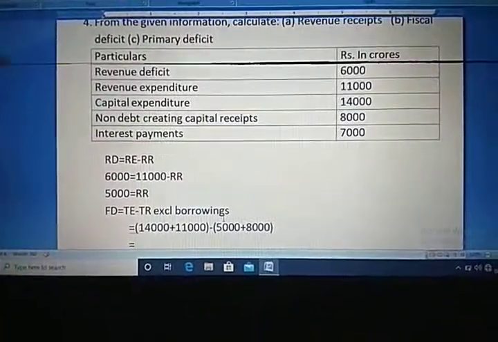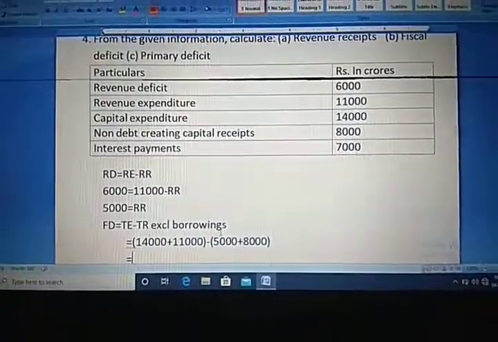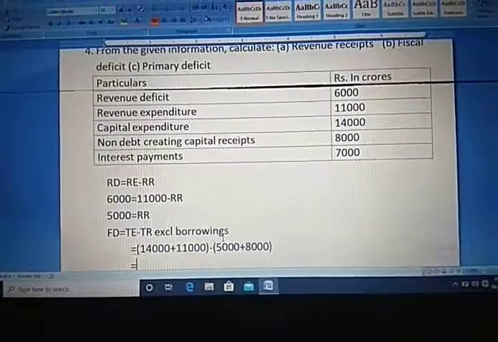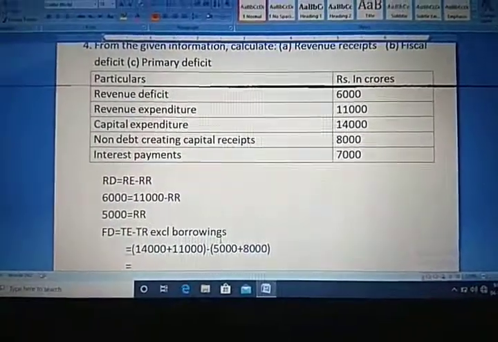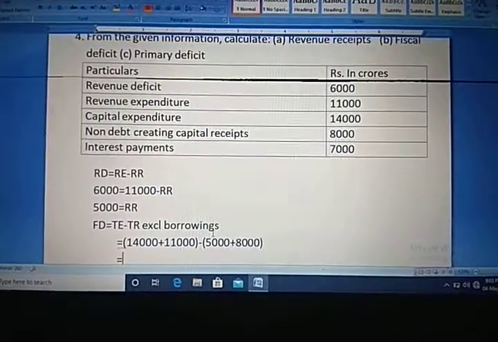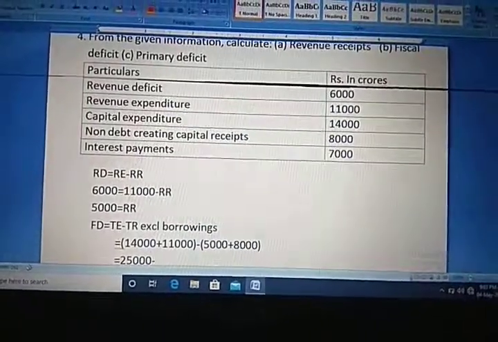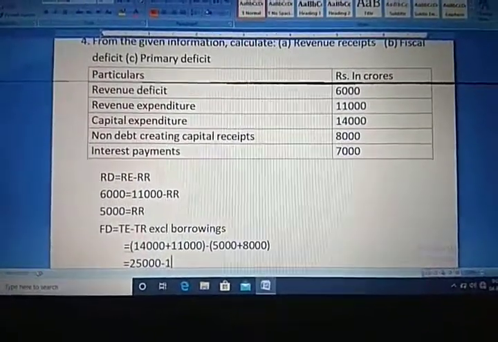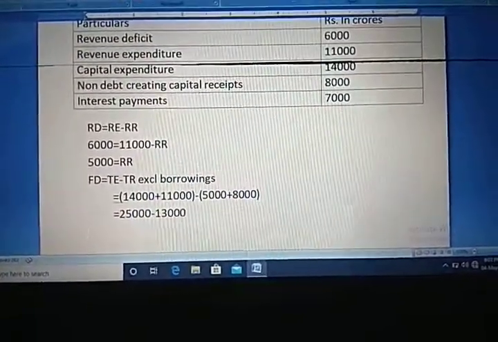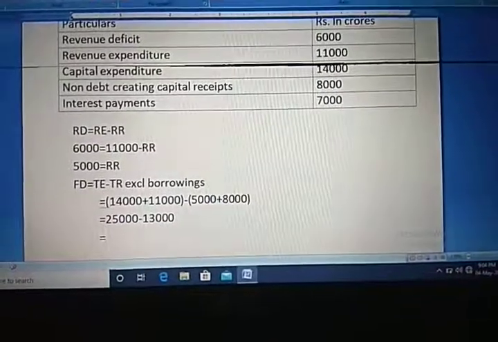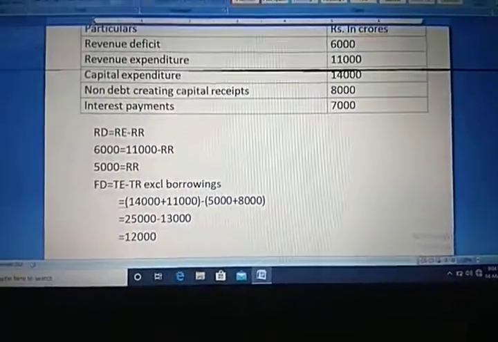Now what does this mean? This is a capital receipt, but of the type which does not create any debt. That means capital receipt excluding borrowing, which I have already included here. So 14,000 plus 11,000 is equal to 25,000, minus 8,000 plus 5,000, which is equal to 13,000. Now we solve it further: 25,000 minus 13,000 is equal to 12,000.